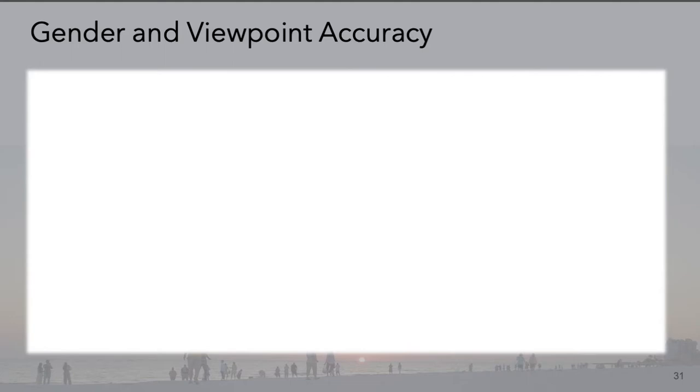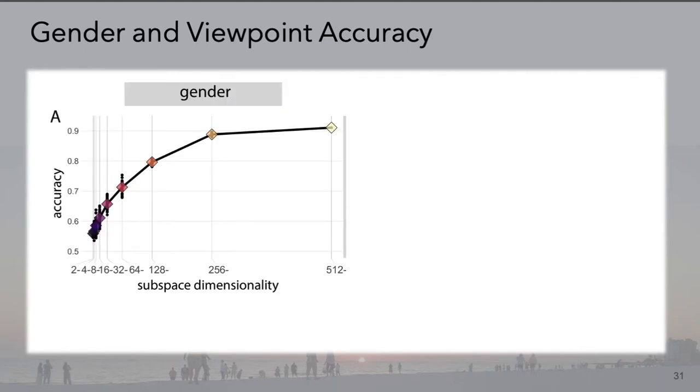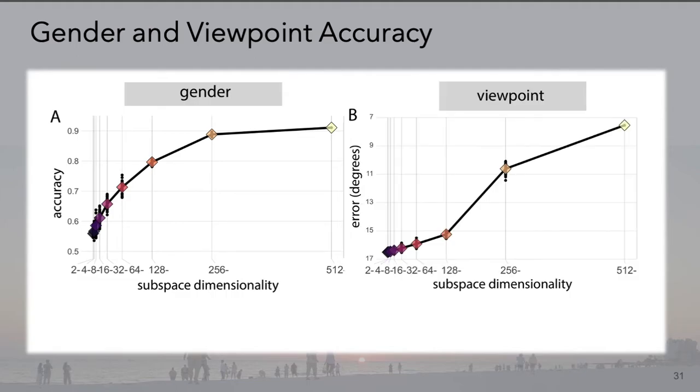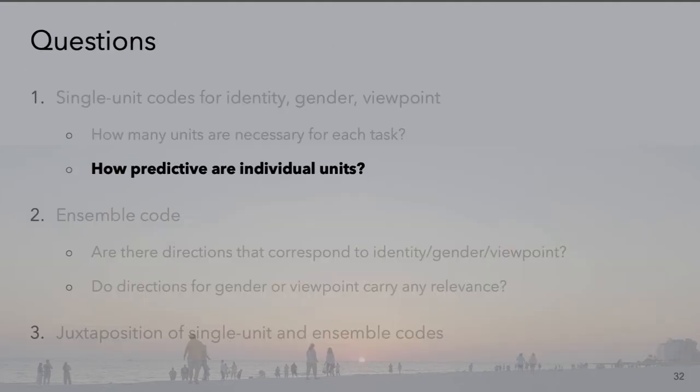But how many units are needed for gender classification or viewpoint prediction? Here, the stories are a little bit different. Using all units, gender classification is very accurate. However, with fewer than half of the units, gender classification starts to decline rapidly, reaching near-chance performance with 16 units. Viewpoint prediction accuracy falls off even more steeply, requiring nearly all of the units in order to make accurate predictions. So these last few graphs show us a couple of interesting things. First, there are multiple types of codes that seem to exist within the same set of units. Second, the code for identity does not behave like either a sparse code or a distributed code. The units here seem to do something different.